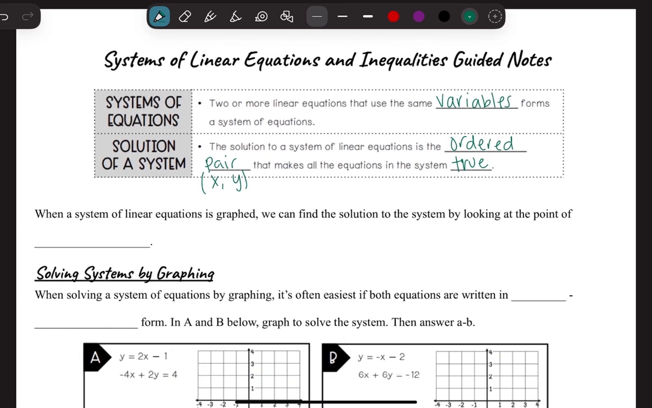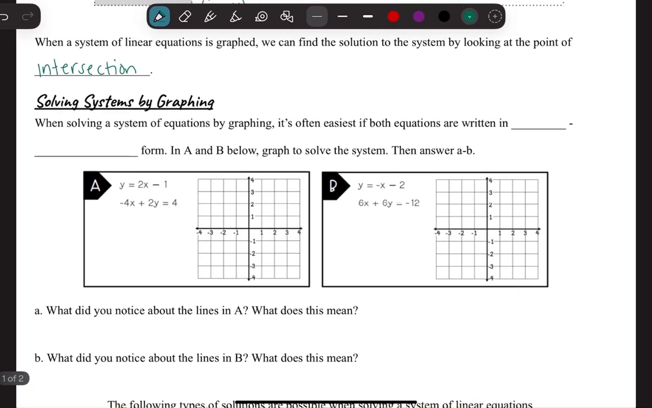When a system of linear equations is graphed, we can find the solution to the system by looking at the point of intersection, so where they cross. When solving a system of equations by graphing, it's often easiest if both equations are written in slope-intercept form.